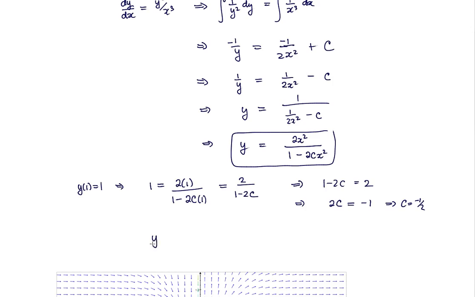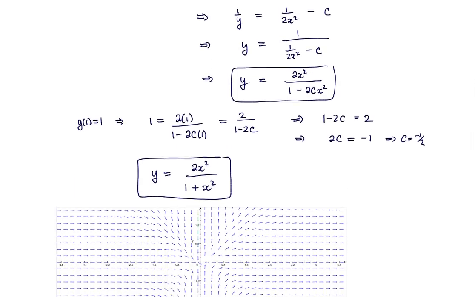And so therefore our solution is y is equal to 2x squared over 1 plus 2 times c. Well, c is negative 1/2, so 2 times c is negative 1, so that turns into a plus 1 as the coefficient of x squared. And so there's the equation of the curve that has the property that the derivative is y squared over x cubed at every point (x, y), and it passes through the point (1, 1).